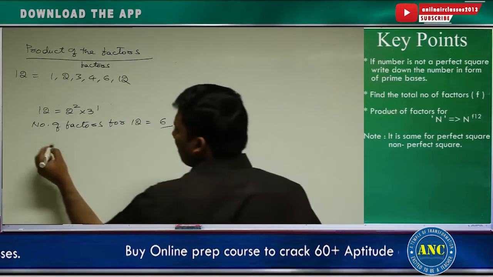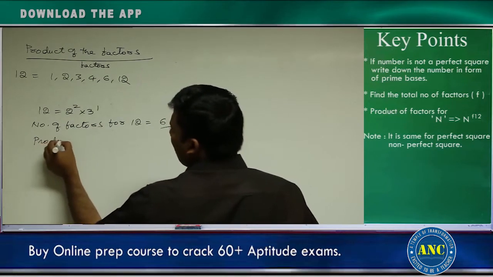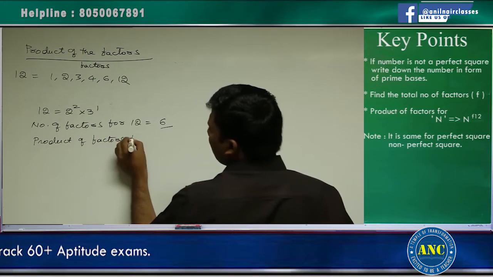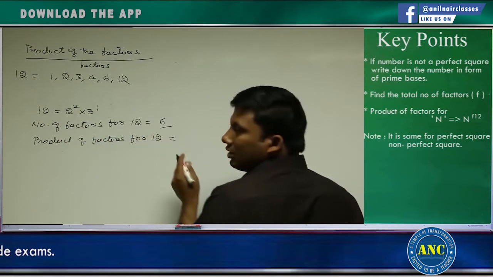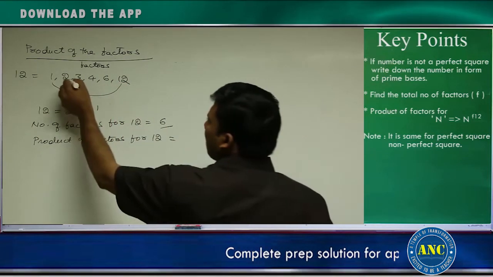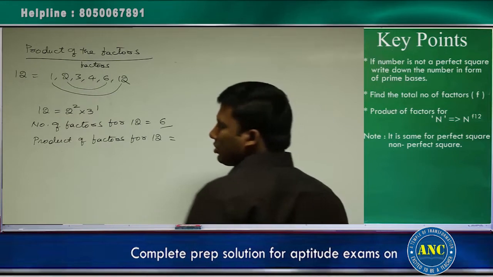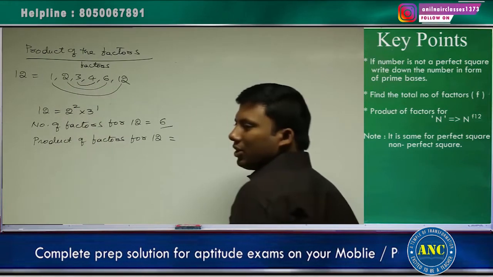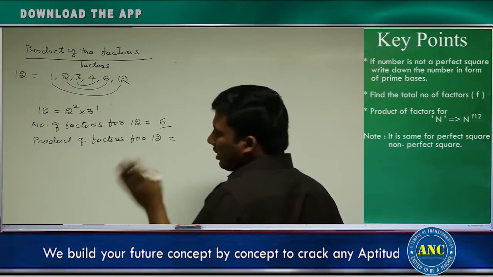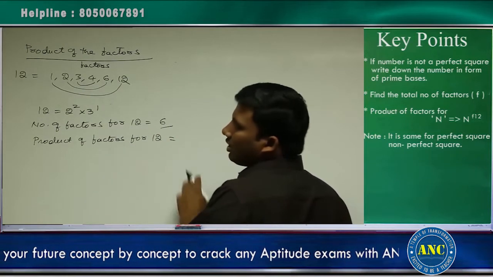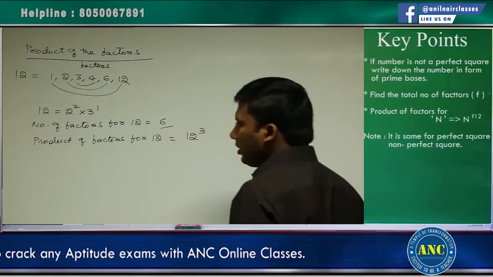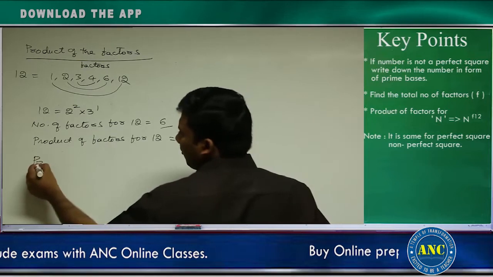Now the product of factors for 12. First and last, what will be the product? 12. Second and second last? 12. 3 and 4? 12. So out of 6 factors, first-last, second-second last, third-third last, if I multiply, what am I getting? 12 power 3.